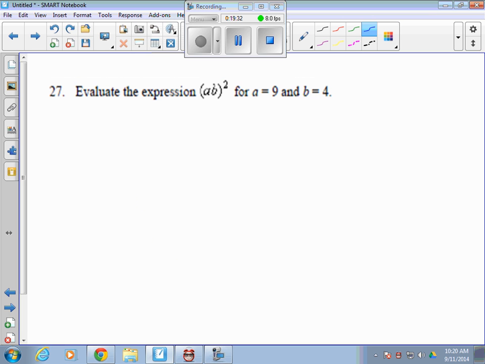And then the last one, number 27, says to evaluate AB squared when A is 9 and B is 4. So instead of A, okay.